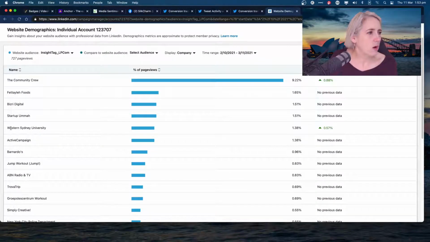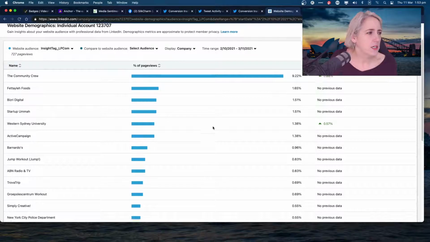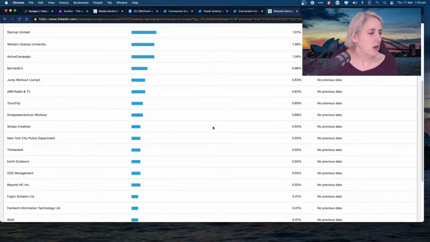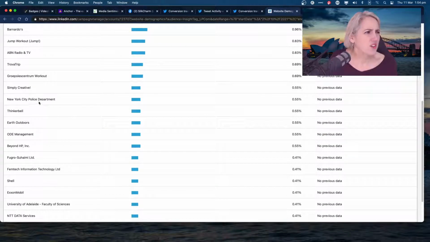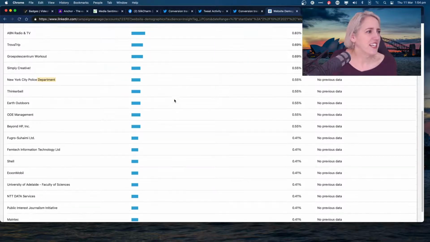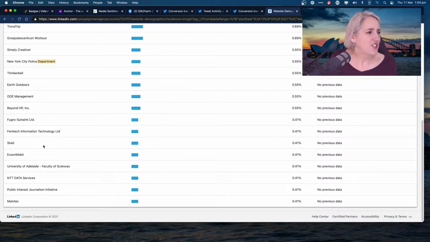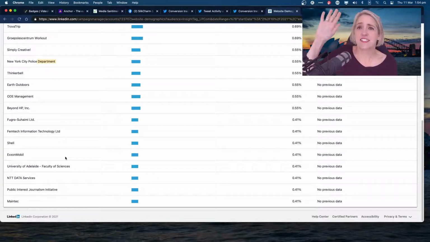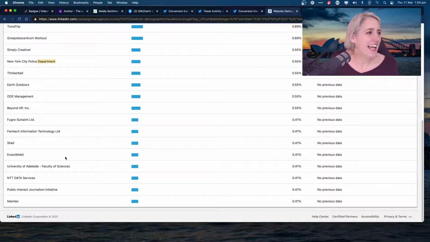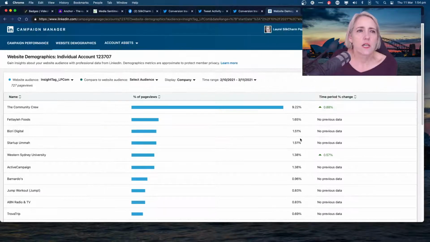And then we've got Western Sydney University. And then we've got a bunch of New York City Police Department. That's interesting. And Shell, ExxonMobil, University of Adelaide Faculty of Sciences, hello, and Public Interest Journalism Initiative. Not a lot of data, they're not coming through en masse.